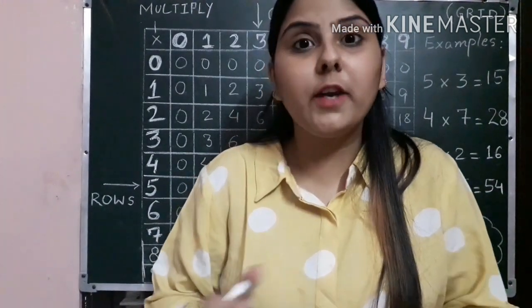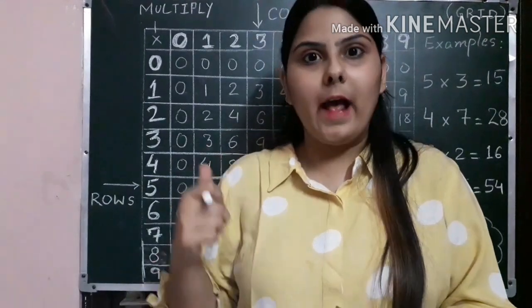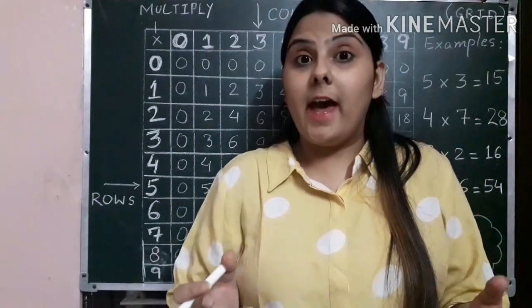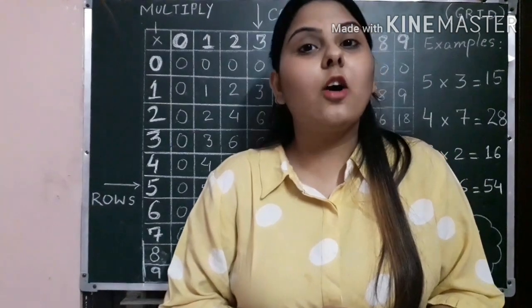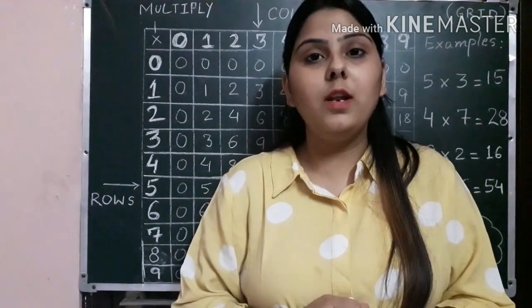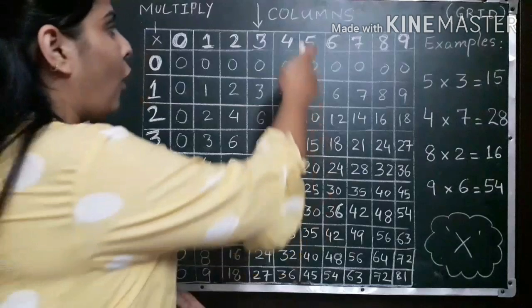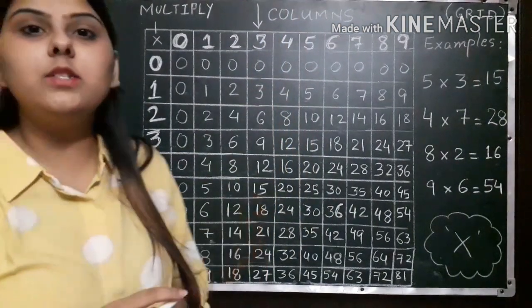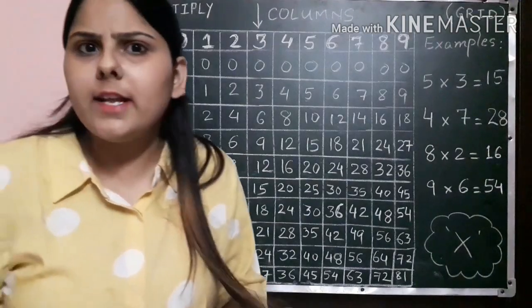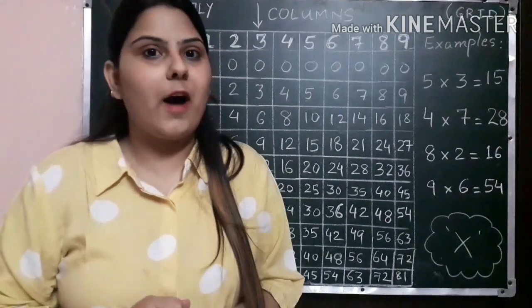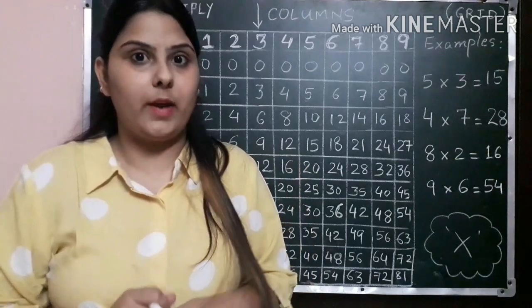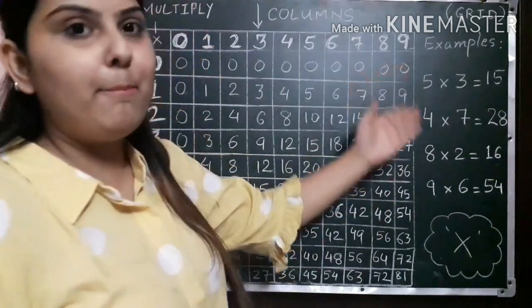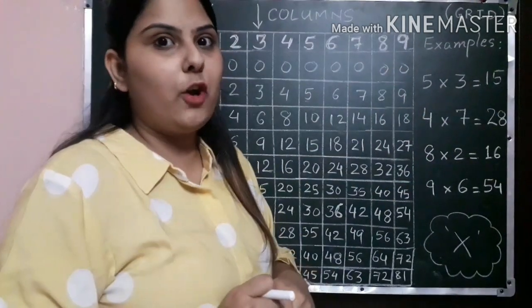Do you know that we can find out the product with the help of a grid? Yes, a grid is a combination of rows and columns. The vertical block is known as a column and the horizontal block is known as a row. Now let us find out how we can find the product with the help of this grid. So here are a few examples which I have taken for your ease.